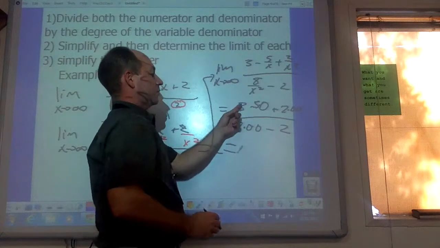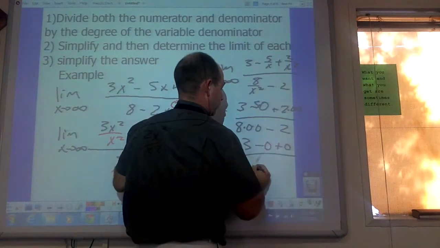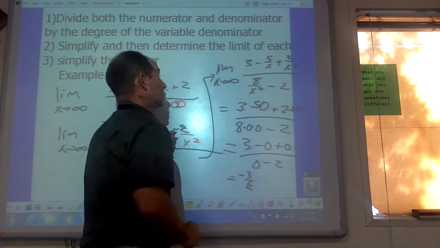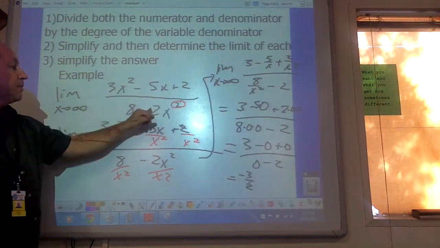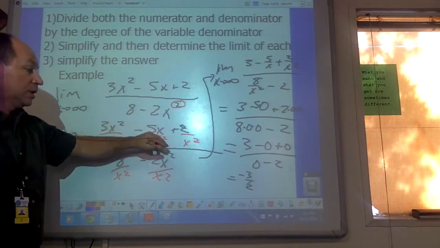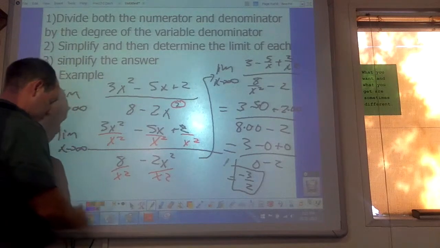Which, when I clean this up, 3 minus 0, I'll do one extra step just so we can see it, plus 0 over 0 minus 2 becomes a negative 3/2. And we knew that in pre-calculus because the degree here is 2, the degree there is 2. Both of their coefficients should have some power in the horizontal asymptote. But this is how we prove it, because we call that a limit at infinity. All right?